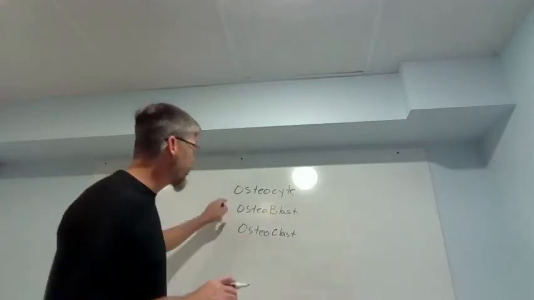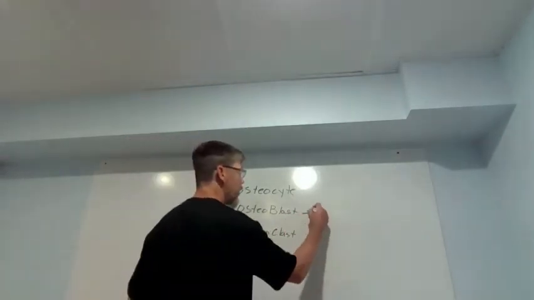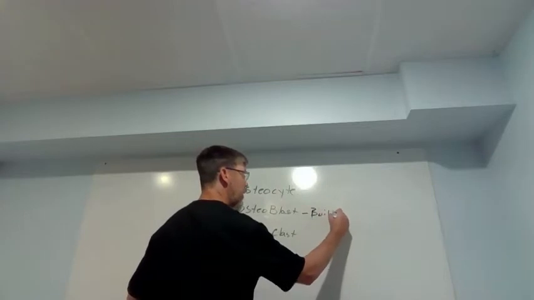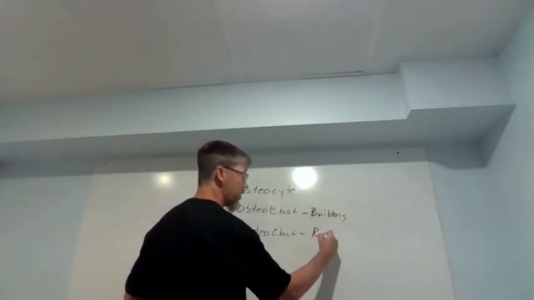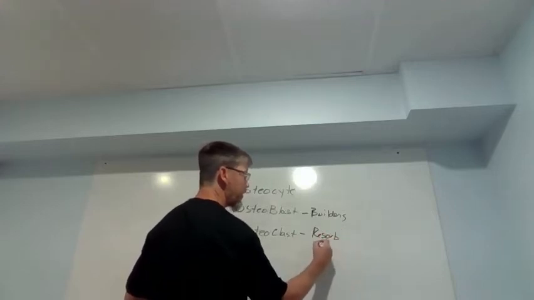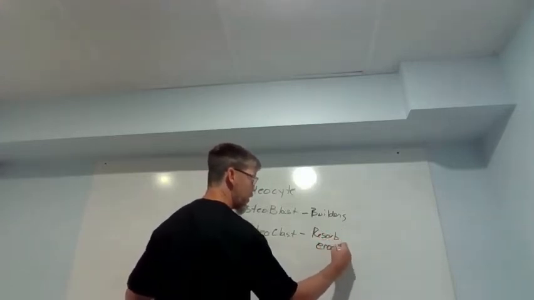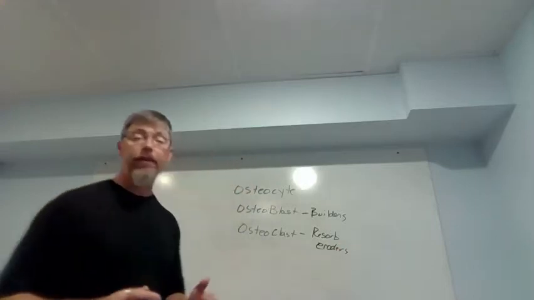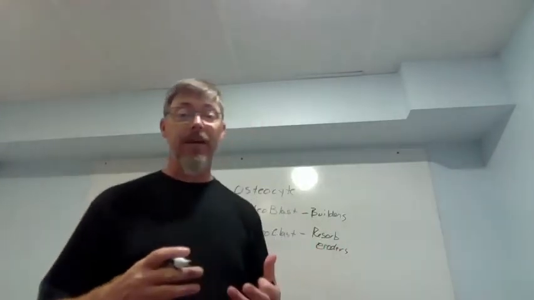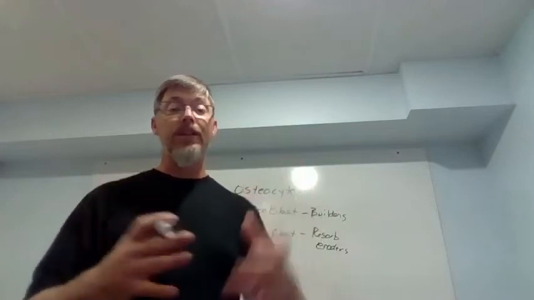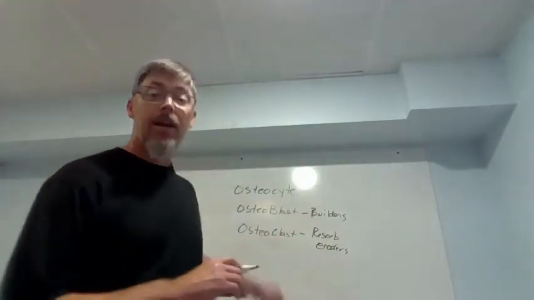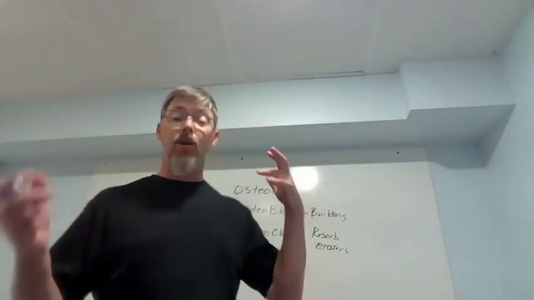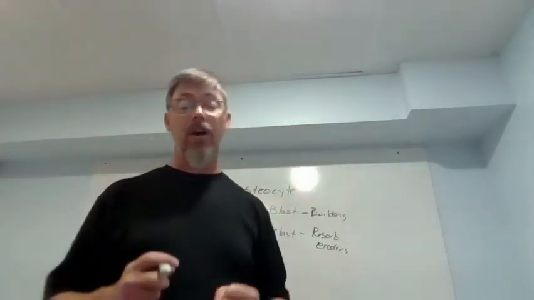Osteoblasts are builders. Osteoclasts are resorbers or eroders. So basically, your bone is a very dynamic tissue. It's being replaced all the time. You've got a set of cells, the osteoclasts, that are eroding away and taking away bone, and you also have bone building cells called osteoblasts.